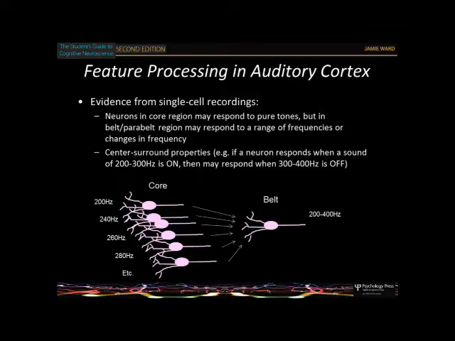Was that found after Hubel and Wiesel? Yes, exactly. This is in the last 10, 15 years that you've got the same kind of things happening in the auditory cortex. So this is quite a recent discovery that different sensory systems code in a similar way.